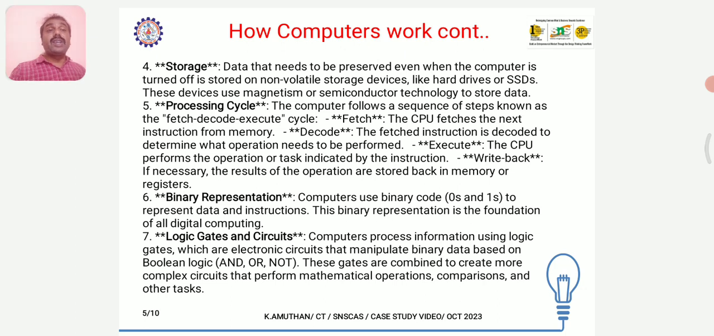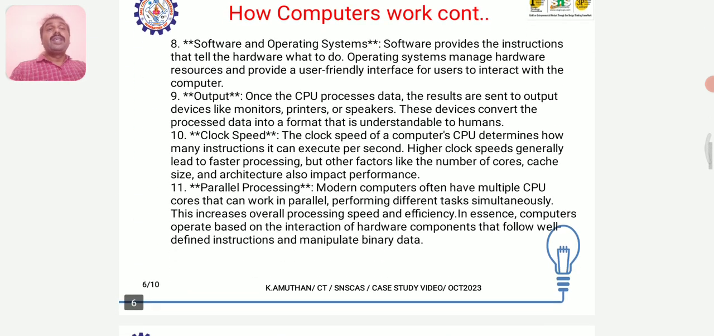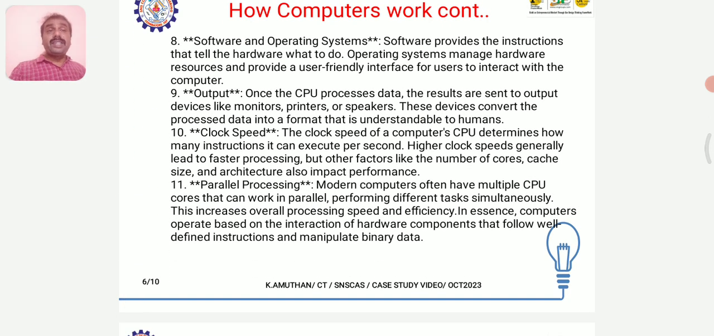Logic gates and circuits. The computer processes information using logic gates. What are logic gates? Logical AND, OR, NOT. These gates are combined to create more complex circuits. Next, software and operating system. Software provides the instructions and tells the hardware what to do. Output: we display the output on the printer, speaker, and monitor. Clock speed: the clock speed of the CPU determines how many instructions can be executed per second. Then parallel processing: modern computers have multiple CPU cores that can work in parallel. Parallel means the jobs can be worked on in a parallel way.